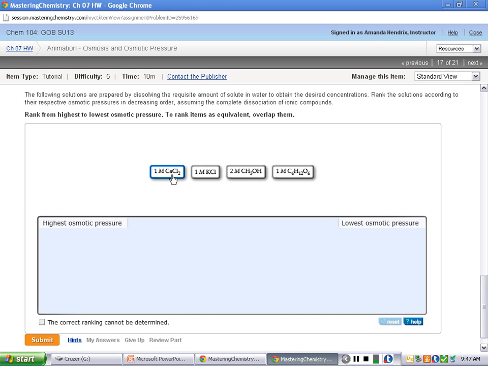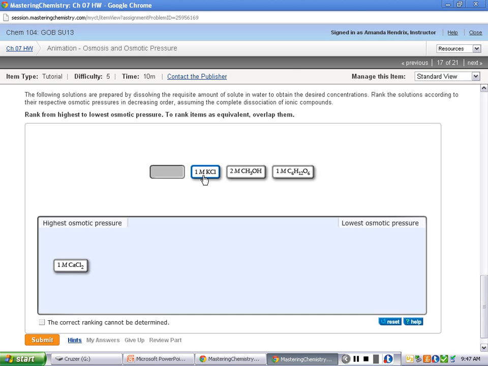We have 1 molar of both of these. But calcium chloride is going to completely dissociate because our ionic compounds completely dissociate in water. It's going to form 1 calcium ion and 2 chlorides. So technically it's going to form 3 particles in solution, so 3 ions. So we're going to rank it as the highest.